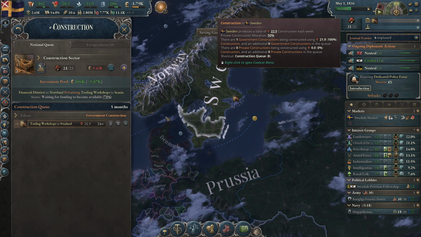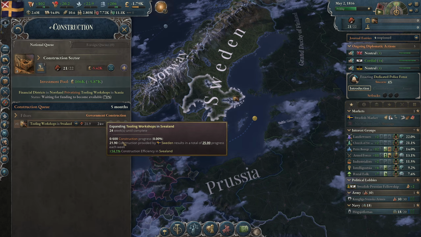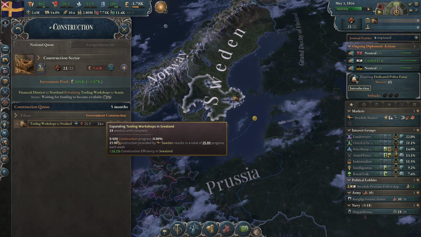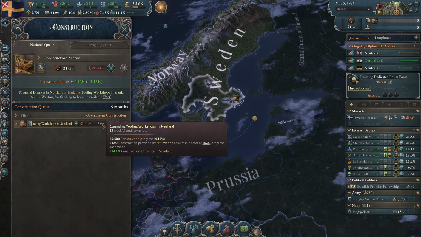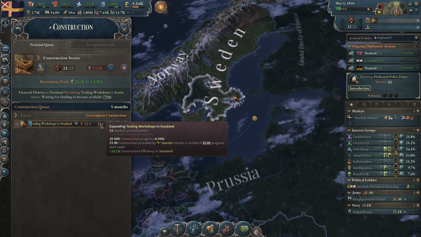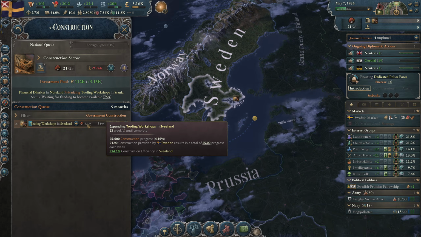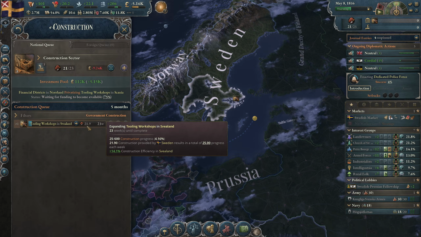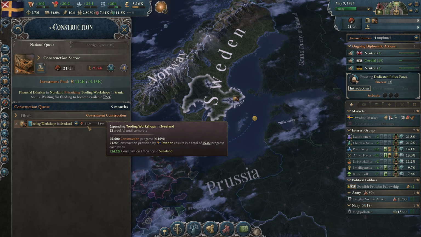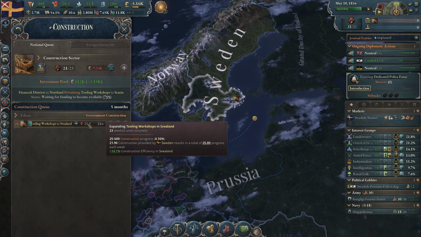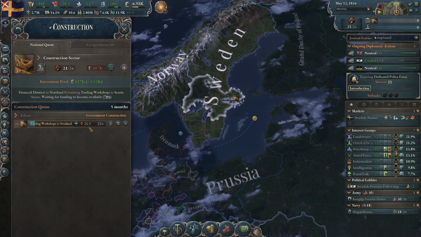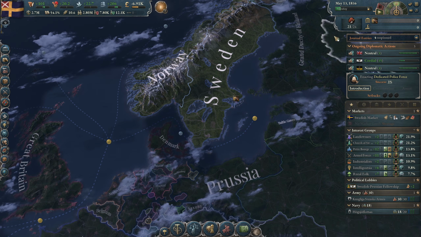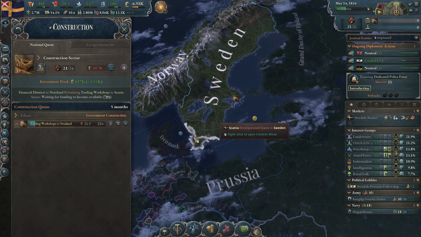How long does it take to build a tooling workshop? That one takes 600 construction. It takes 24 weeks. So that takes a little bit longer. But the good news is that my construction sector is still hiring people. So I think this number will go to 25 over time. I hope so, at least. Or they just can't do more.